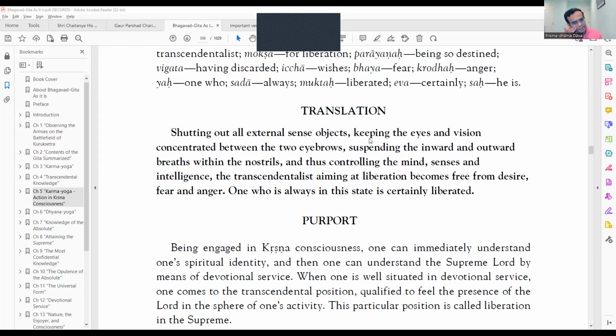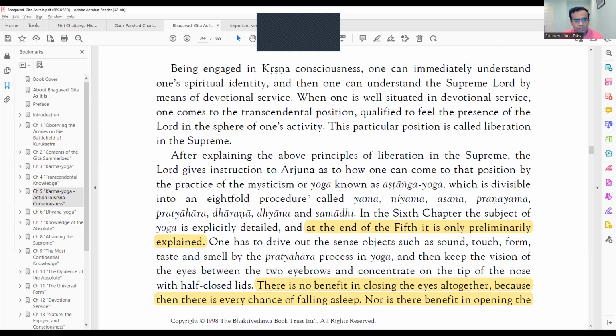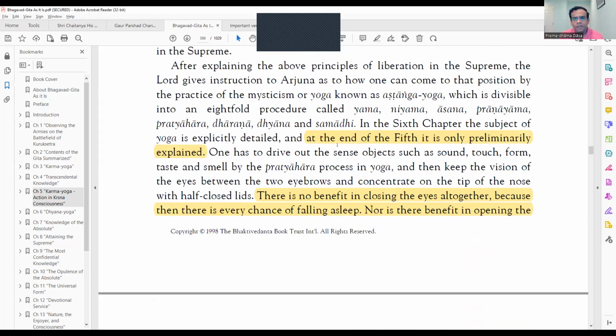And as I said, it's a precursor to what he will talk about in the next chapter. A lot of things are being talked about: movement of air, suspending air, controlling mind, intelligence, and so on. This will be given in more detail in the next chapter. Okay, so these are verses 27 and 28. In the 6th chapter Prabhupada now is giving, and at the end of the 5th chapter he only preliminarily explained what will be given in the 6th chapter.